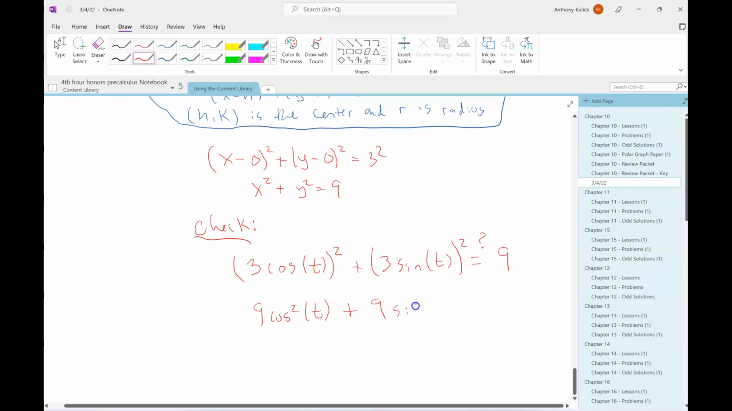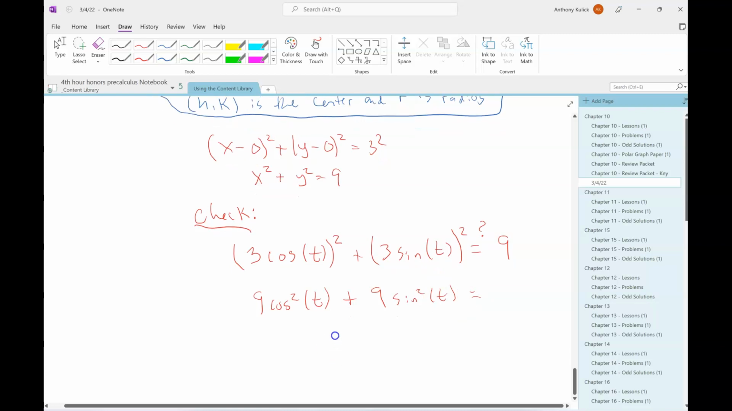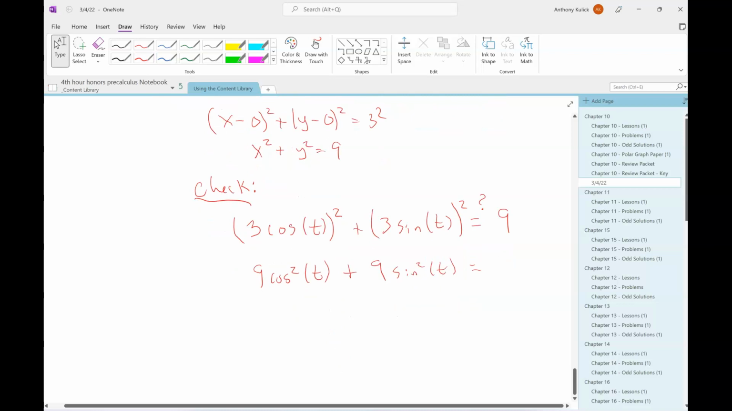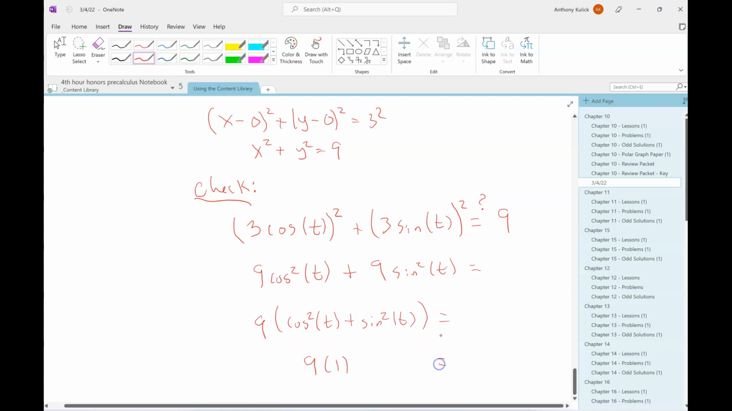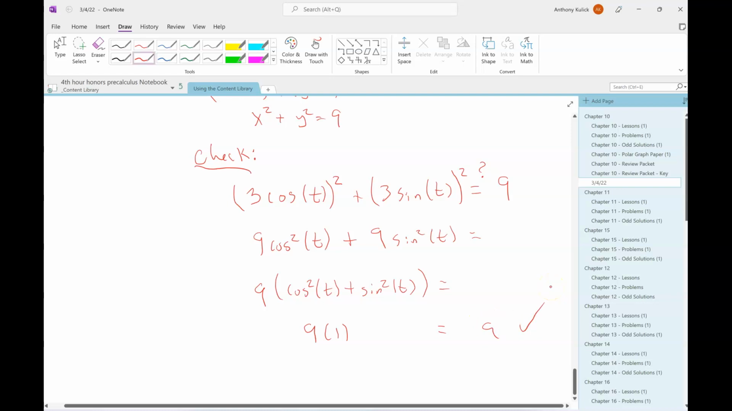Let me do the same thing over here. Everybody okay? What do you guys see now? How about a greatest common factor of 9? And then you can use a trig identity. What is cosine squared plus sine squared? 1. And we have 9 is equal to 9. So we're pretty confident that this is correct. That's pretty good.